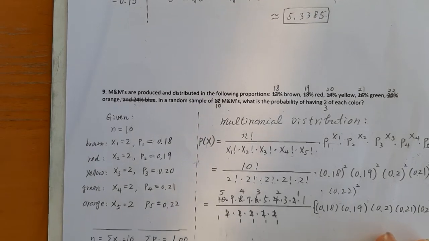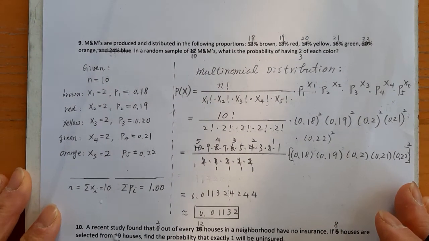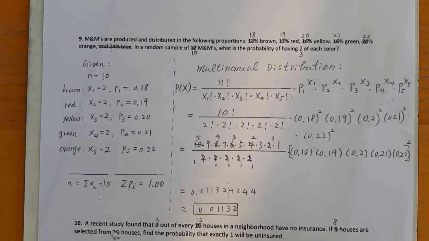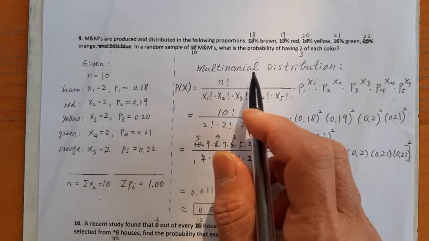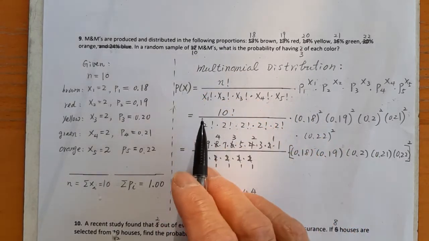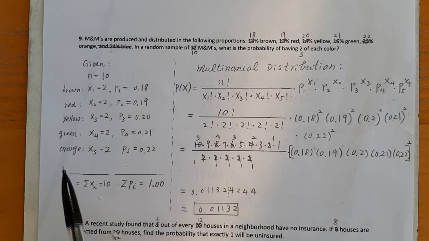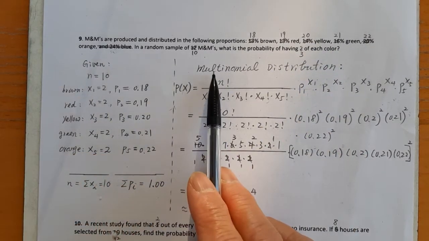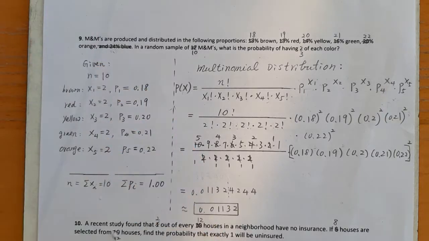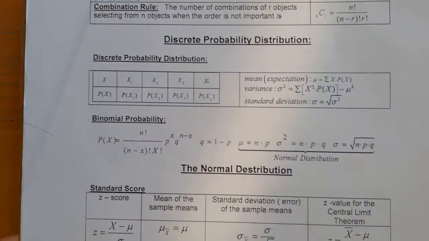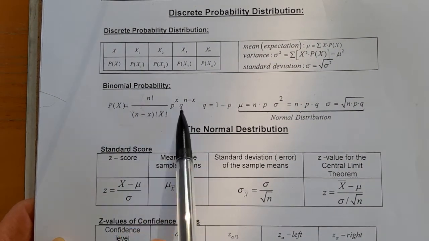Then question 9. Question 9 is regarding what we call the multinomial distribution. If there are more than 2 outcomes, we use multinomial. If there are 2 outcomes, we use binomial. The formula for 2 outcomes is the binomial formula.